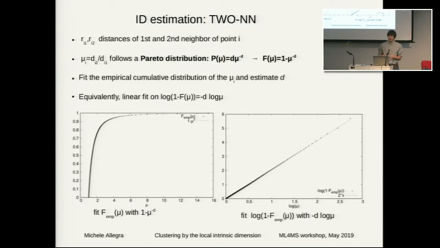Then this immediately allows to estimate the intrinsic dimension d from the distribution of these ratios, the mu. There are several ways of performing the fit, but you can either fit the empirical cumulative distribution of the mu, or by a simple manipulation, you can transform it to a linear fit. You just have to take the logarithm of 1 minus the empirical cumulative distribution, and you transform the problem to a linear regression problem. This is a technical detail. In any case, once you derive this distribution for the mu, it's very simple to perform the fit and estimate the intrinsic dimension.